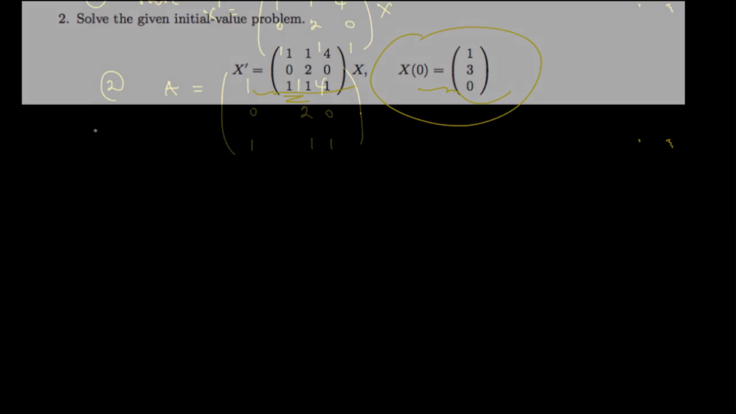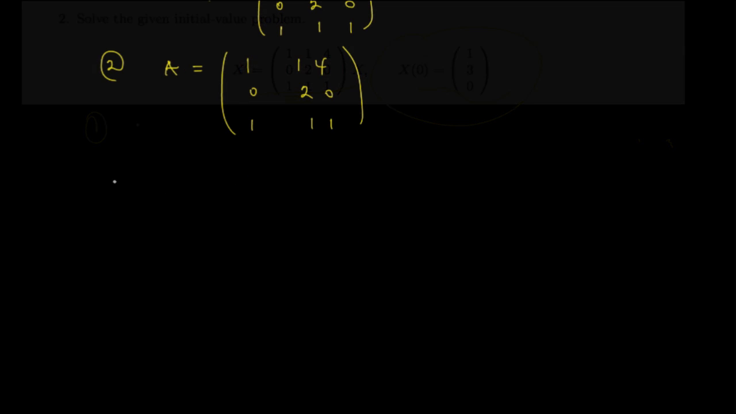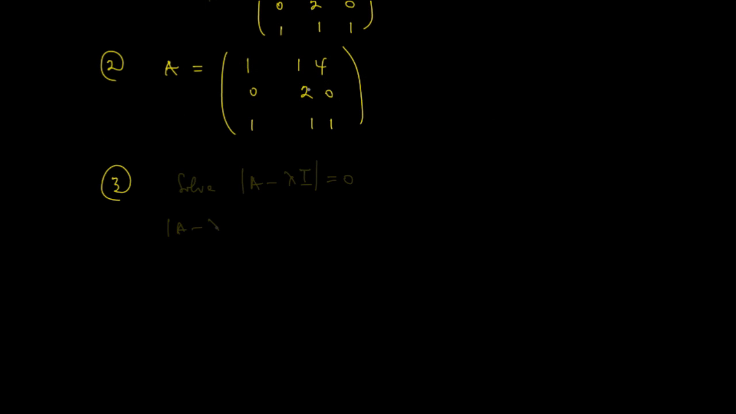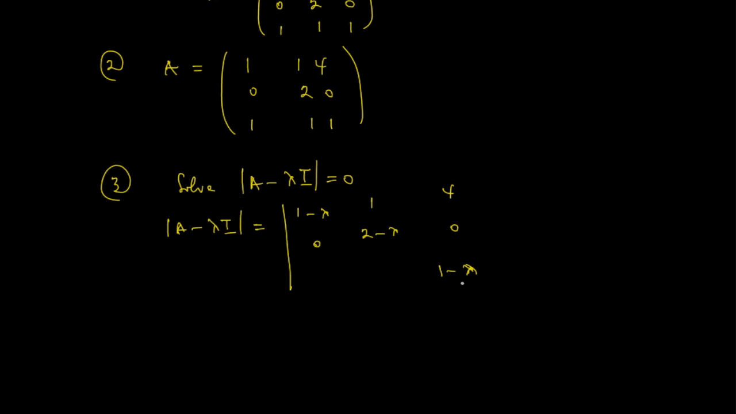Now the next thing you do is find the eigenvalues of A. Now the determinant of A minus lambda I is the determinant of the matrix obtained after you have deducted lambda from all the diagonals. So you have 1 minus lambda, 2 minus lambda, 1 minus lambda, and then you have 1, 4, 0, 0, 1, 1. Now this equals 0.